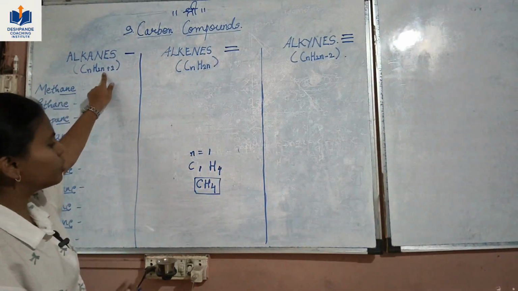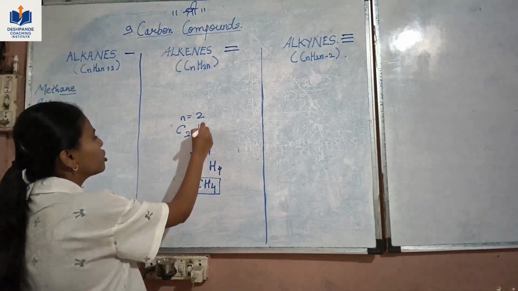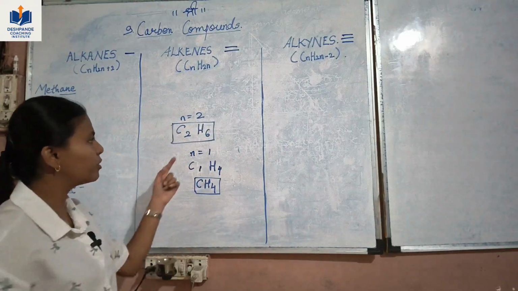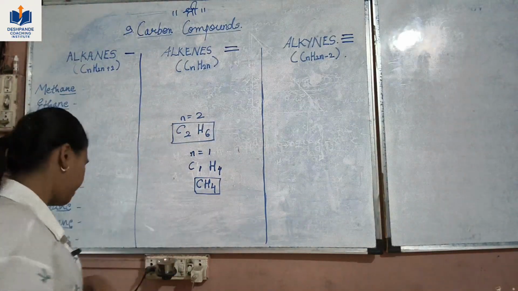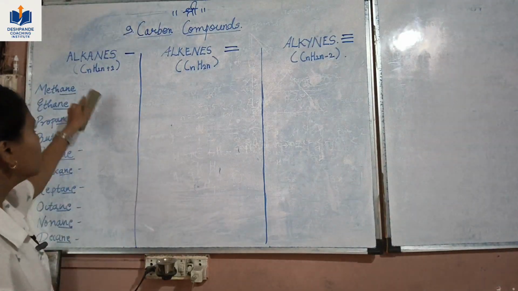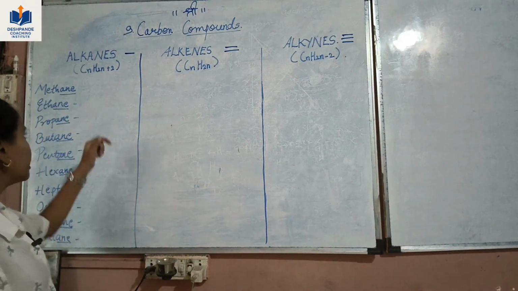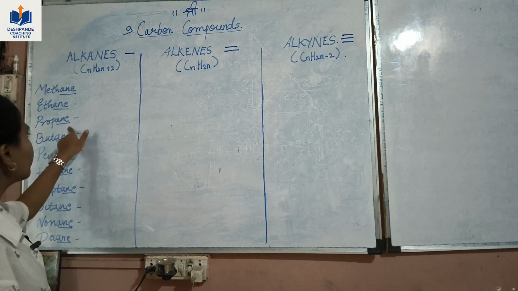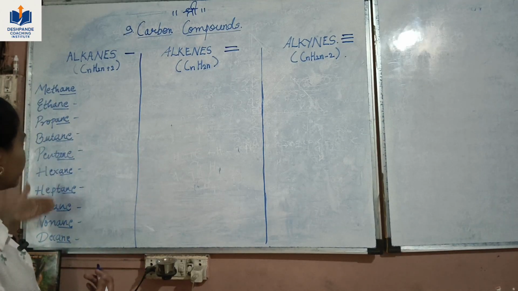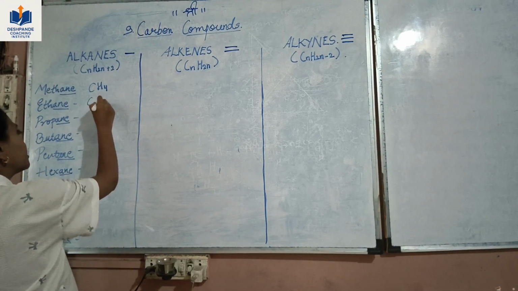If we put n equal to 2, it will become C2H4 plus 2, 6. So it will be the second compound of the alkane family, which is ethane. We'll write all the compounds of the alkane family one by one. This is the alkane family. The first compound is methane. The second compound is ethane. The third compound contains 3 carbon atoms, so it is called propane. And the list continues. Methane is CH4, ethane is C2H6.